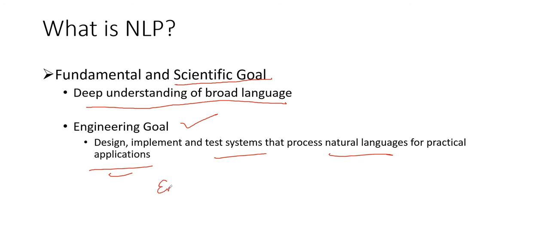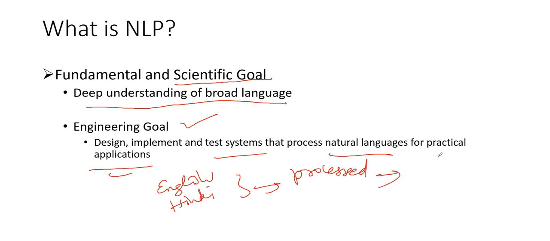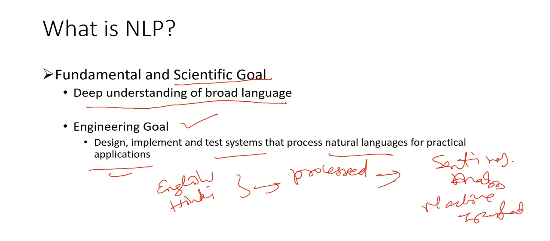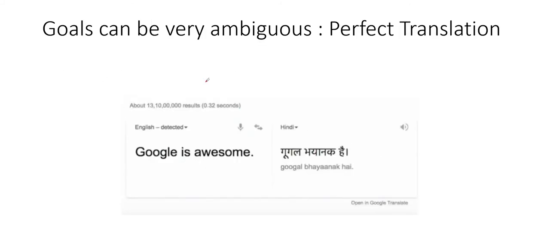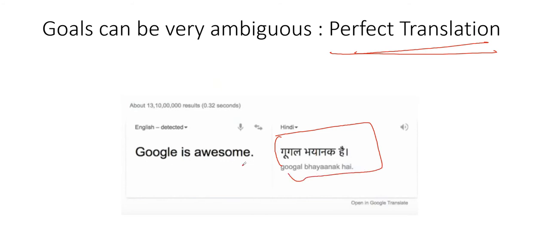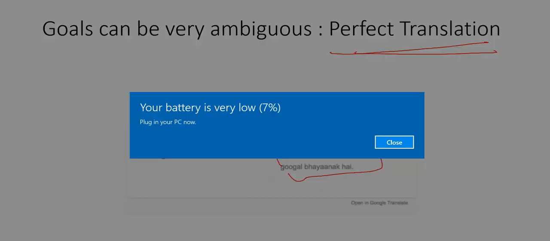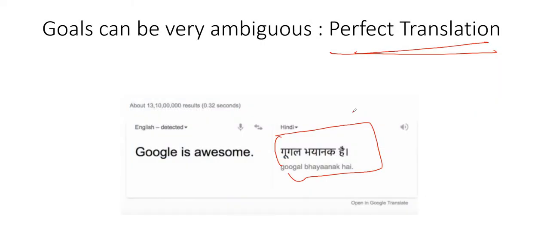So the natural languages are like English, Hindi. All these natural languages are to be processed to have practical applications like sentiment analysis and machine translation, and likewise. So the goals can be very ambiguous. Take perfect translation, for instance. There can be instances when, previously, Google Translate returned something not so perfect, such as Google is awesome being translated to Google Bhayanak hai, which is not the correct one. But now it has been corrected. So we may not expect the perfect translation.